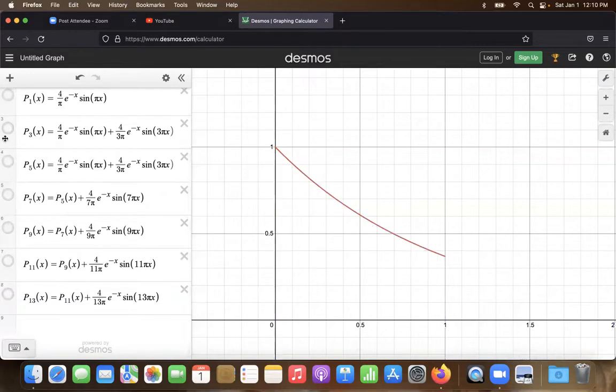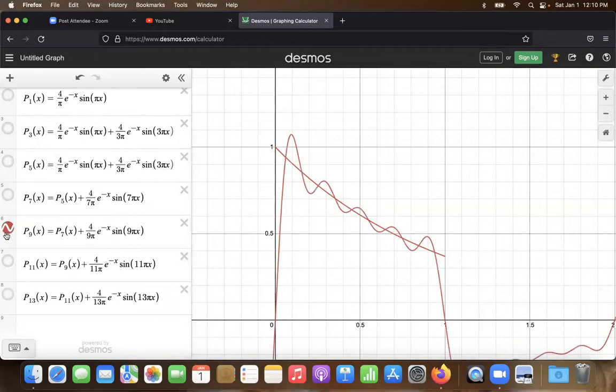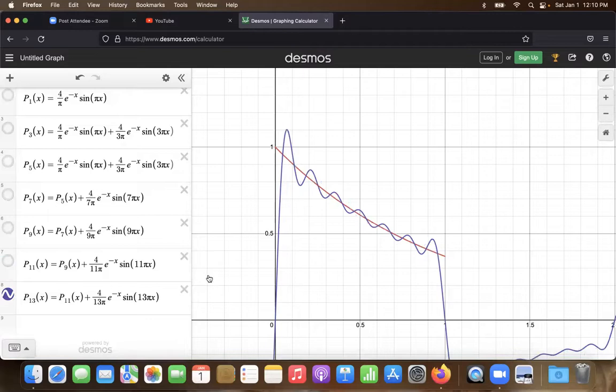If we just run through this, there's your first approximation, not a great approximation. The next one, a little better, a little better, a little better, a little better. And you can see, as the number of terms goes to infinity, you're actually going to get that function on the interval from 0 to 1, which is pretty amazing, I think. And that's what we solved for.